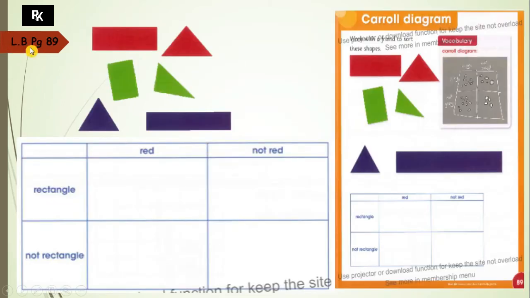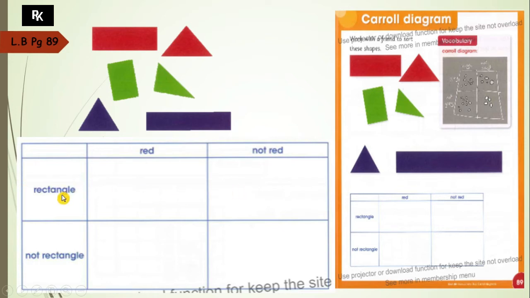Now open your learner's book, page 89. On your learner's book, you have a Carroll diagram and some shapes. You have to sort these shapes in the given Carroll diagram. According to the Carroll diagram, I have to find the rectangle which is red and which is not red. I have also to find the shape which is not a rectangle and also not red. So first let's solve this part of the Carroll diagram.